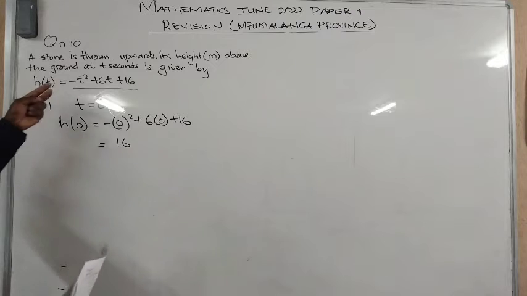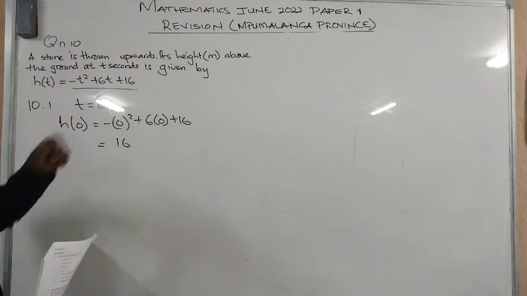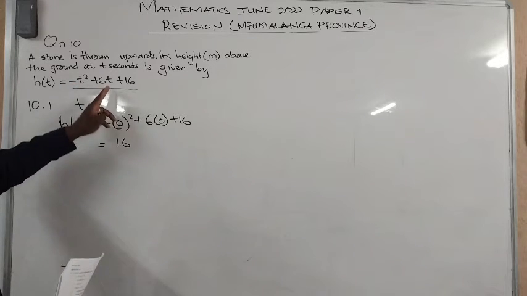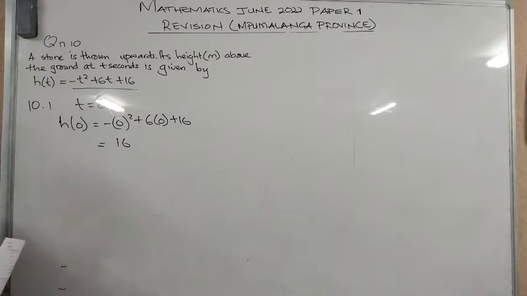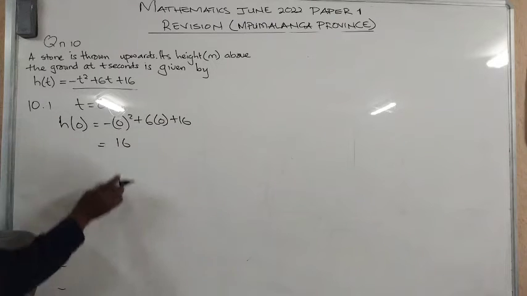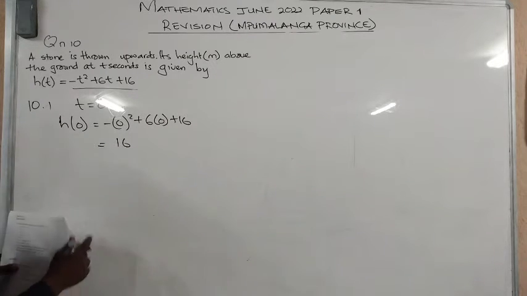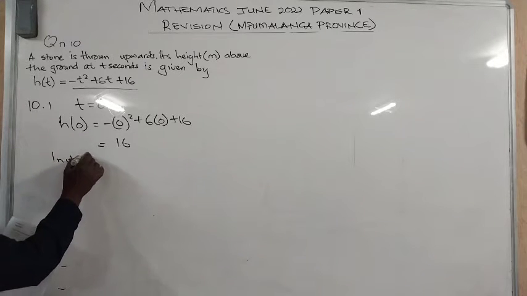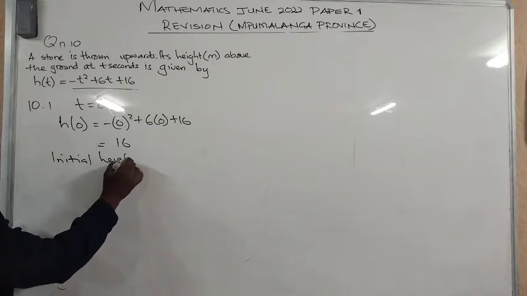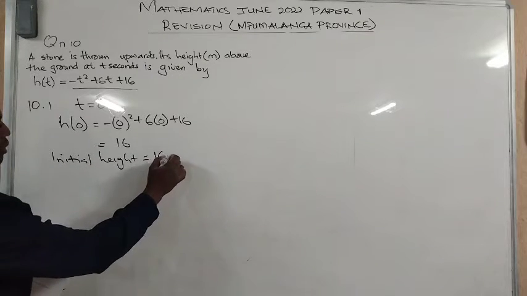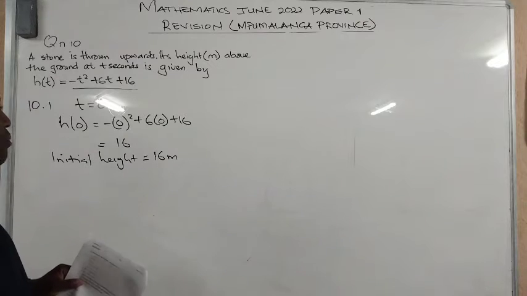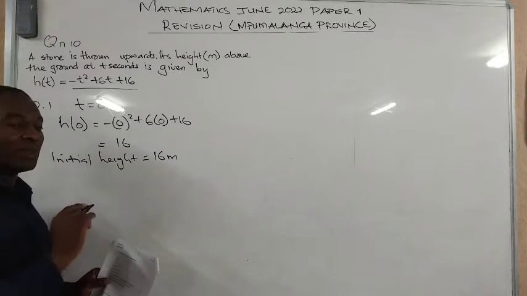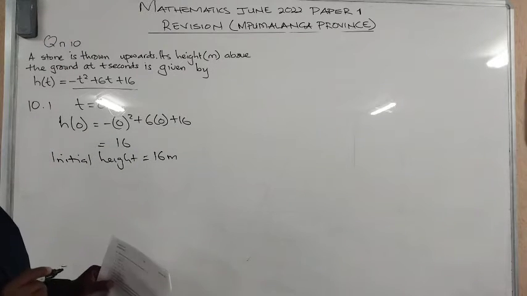And for this one, you can easily read the answer from h of t, because when t is 0, this will be 0, that will be 0, you remain with 16. So it's easy, you may not even show these workings and write the answer. So we are simply saying here, initial height is equal to 16 meters. In other words, by the time you start counting, the stone has already been thrown and is 16 meters above the ground.